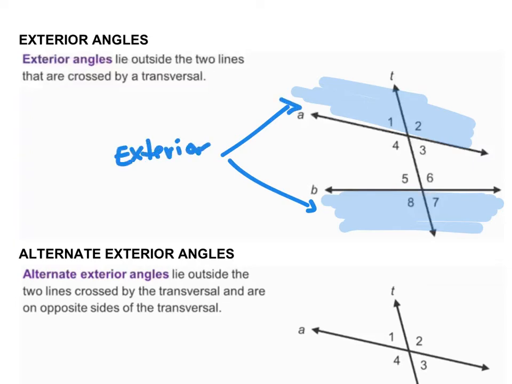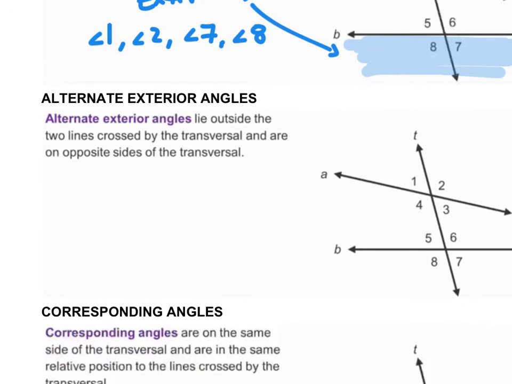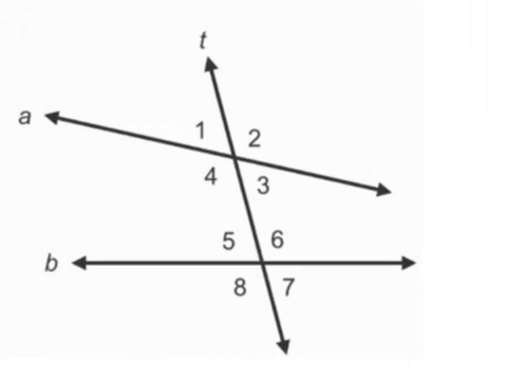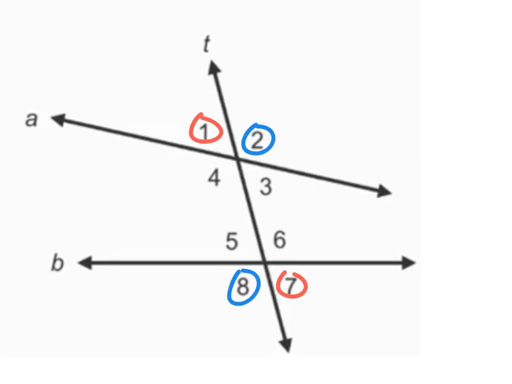All right, and the angles that are associated would be angle 1, angle 2, angle 7, and angle 8, okay? And so alternate exterior angles are going to be exterior angles that are on opposite sides of the transversal. So what I want to do is come in here and say, all right, well, I've got the pair of angles for 1 and 7, and then 2 and 8, okay? Not only are they on the exterior, but they alternate on either side of the transversal, okay?